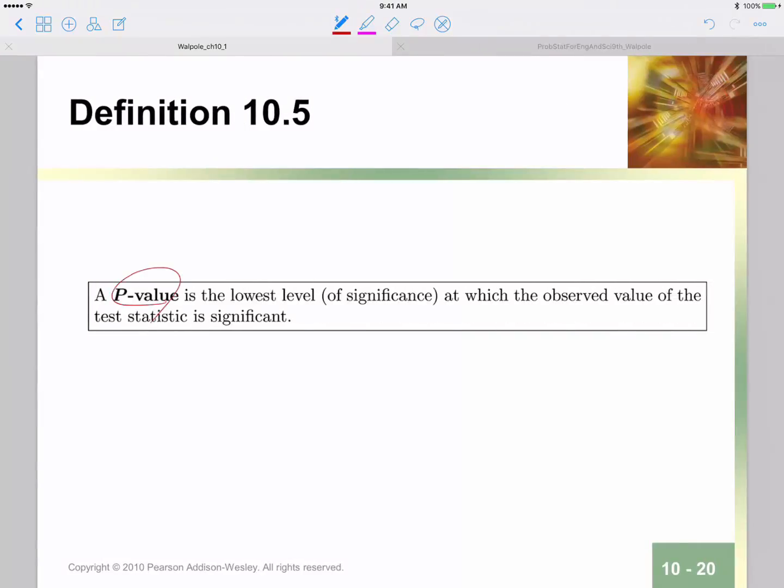Okay, so this is one aspect of why I don't like this book, because the definition doesn't seem to make much sense. So let me just quickly search for p-value and look at the definition of this p-value.